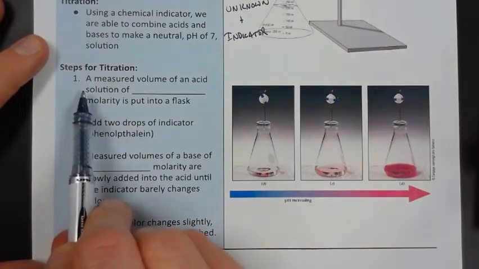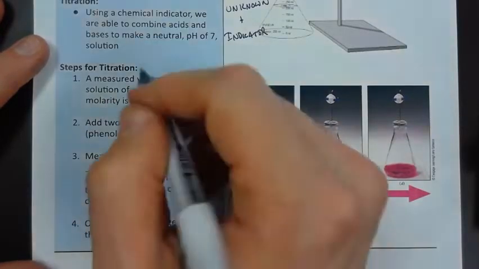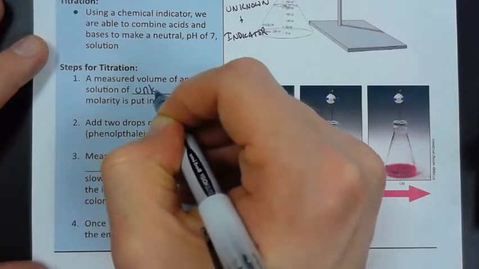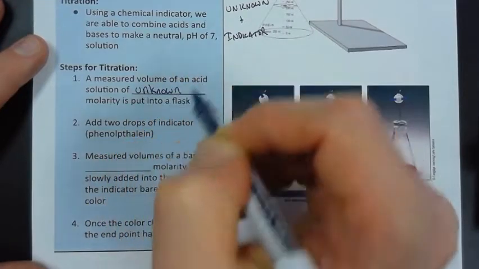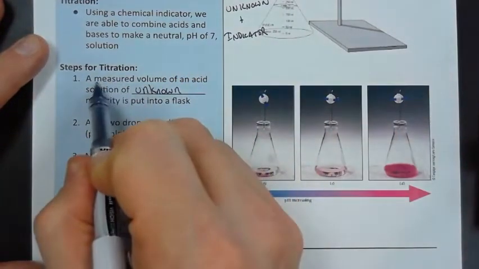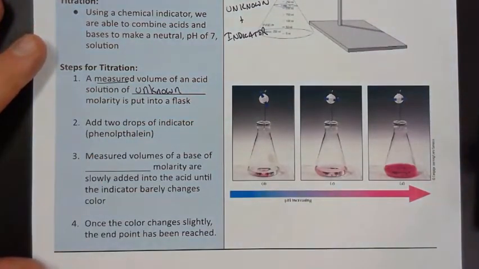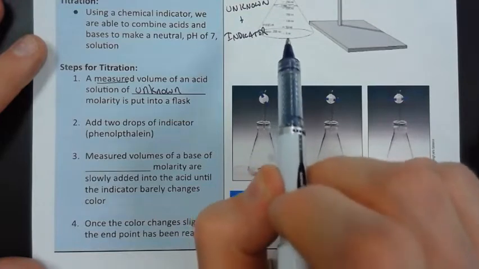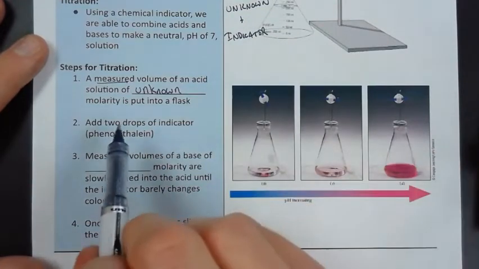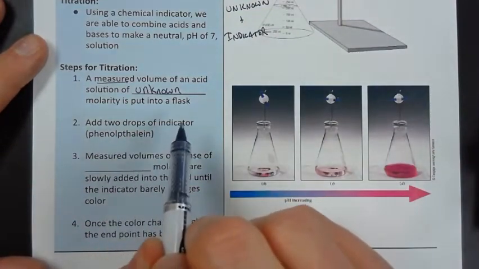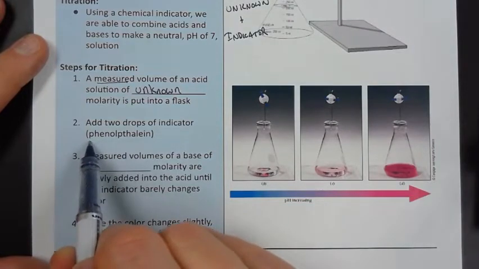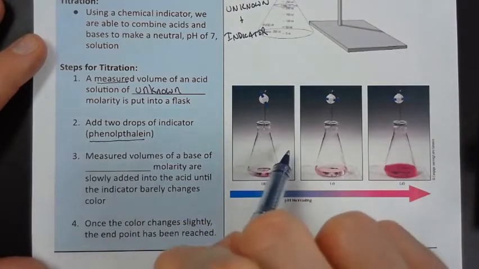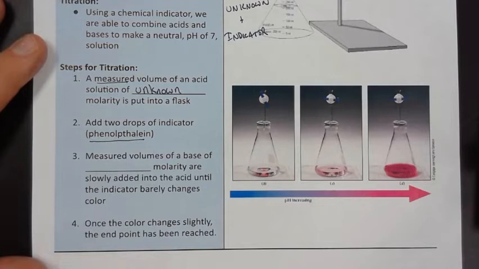So it's kind of like a mechanical process. What we're going to do is take a measured volume of an acid solution of unknown molarity. So that measured volume is the key part. We're going to measure out how much acid we put into this flask. We just don't know what its molarity is. We're going to add 2 drops of our indicator, and the indicator that we're going to use is phenolphthalein.